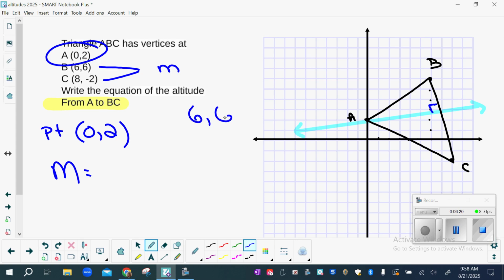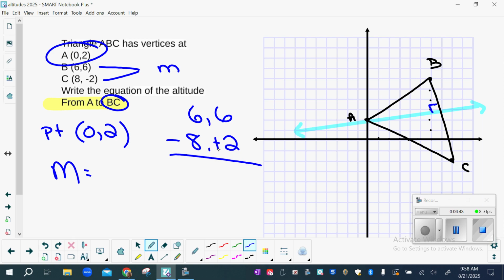6, 6, 8, -2. And if you're thinking, Miss T, why did you use those ones? Because it says to BC. Does that make sense? Is everybody cool with that? Yeah? You good? I might be writing this down if it was me, but you do you. Okay, here we go.